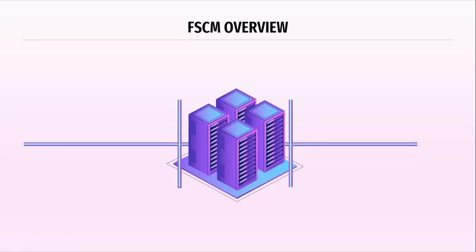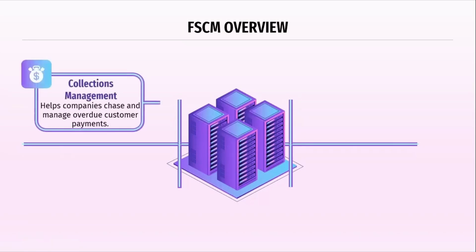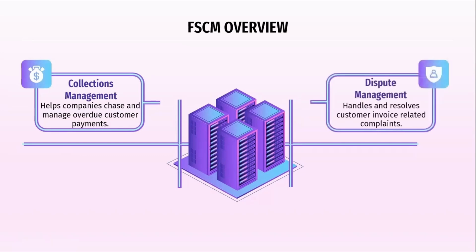So the first core component within the SAP FSCM is collections management. It helps companies chase and manage overdue customer payments. The collections module replaces manual tracking with a prioritized worklist, ensuring that collectors focus their efforts on highest risk or highest value accounts. Then the second core component is dispute management.